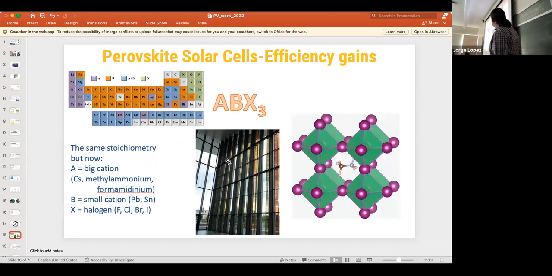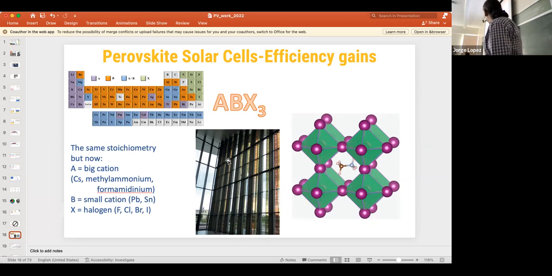So you have to have this stoichiometry, ABX. Then you form something that looks like that. All of these materials could be the A in purple, or the orange could be the B, or the X could be these guys over here. But you also can have some other materials put in there. So if you look at the periodic table, you can make perovskites with almost everything.